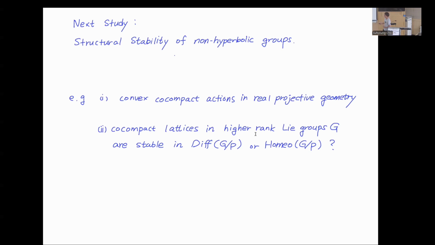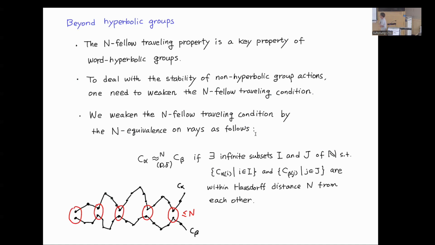So what about extending to diffeomorphisms of the flag space and homeomorphisms of the flag space? Because this co-compact lattice acts on the flag space, right? These examples are not Anosov hyperbolic groups, but they have stability. So we also want to develop the theory for non-hyperbolic group actions. So here is beyond the hyperbolic groups.